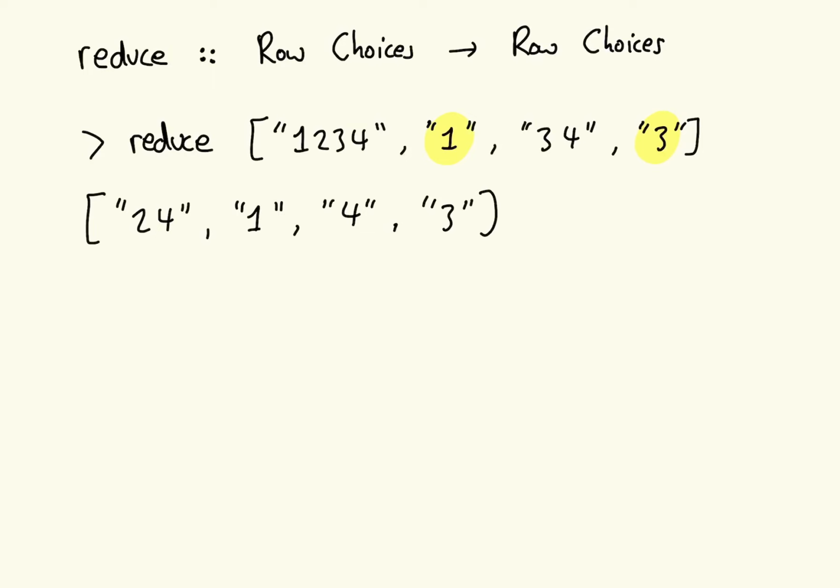So what the reduce function is doing is eliminating choices which have no possibility to ever succeed. Again, for example, there's no point in considering this choice 1 here because we already have a 1 here, and there's no point in considering this 3 or that 3 because we already have a 3 here.